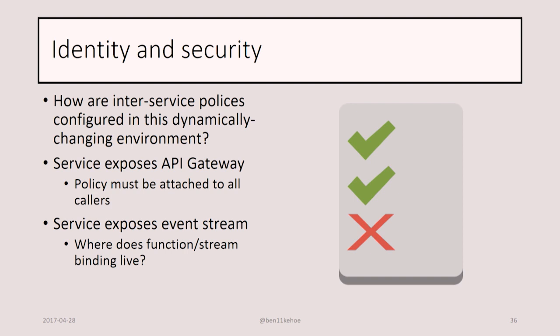So the other question, and this is something that at iRobot we've struggled with a bit, is how inter-service policies get configured in a dynamically changing environment. Where do policies belong? If a service exposes an API gateway, the callers need to have roles, and they have policies attached to them. So those exist probably in the calling services. But if you expose an event stream, there's a binding between the downstream functions that pick up those events. And where does that binding live, and the permissions associated with the binding? Does that exist where the functions live, or is it attached to the stream that they get attached to?